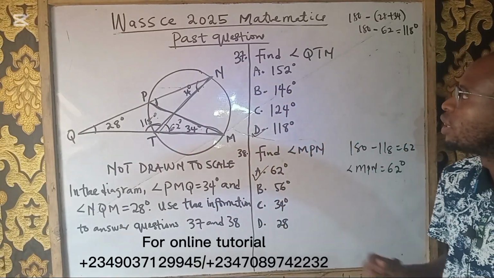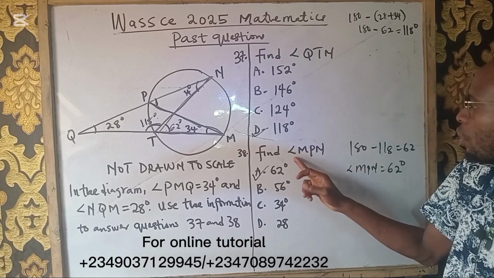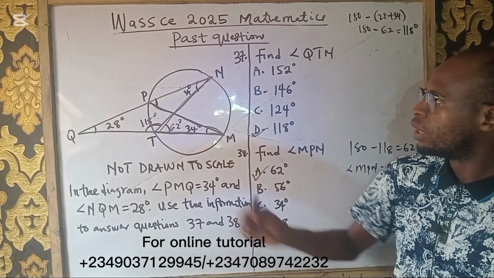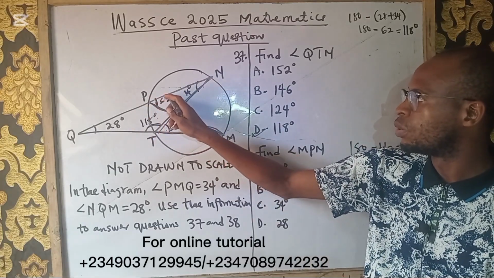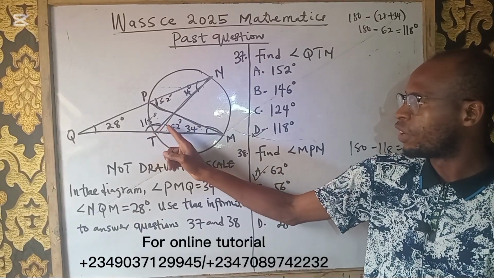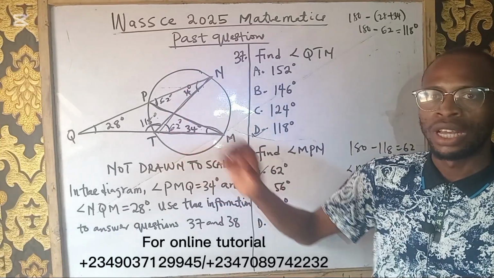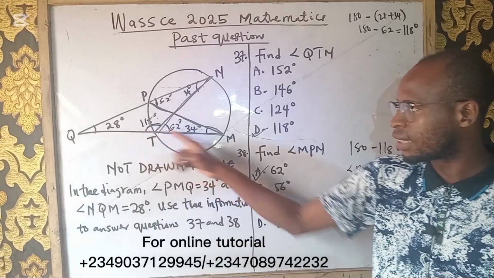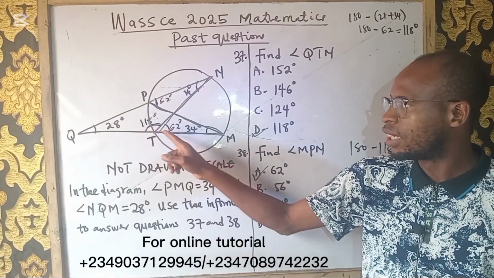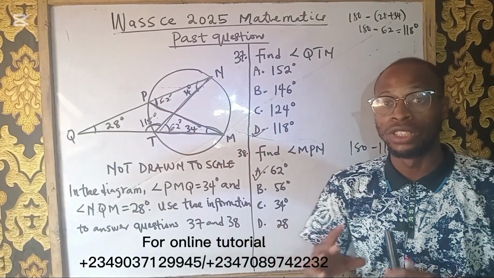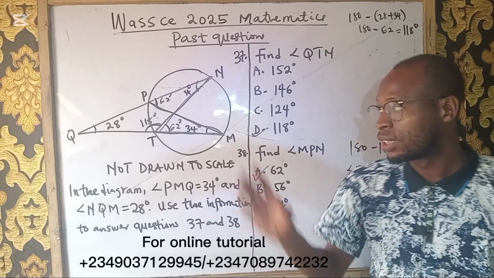Second one, we should also find angle MPN. M, P, and N. This angle over here is 62, because since we have this angle over here, we can find the angle over here and then use that angles in the same segment are equal. So if this is 118 and this is a straight line, 180 minus 118 gives us 62. So whatever angle you have here, we are going to have the same thing, because angles in the same segment are equal. That's how you go about it. Okay?